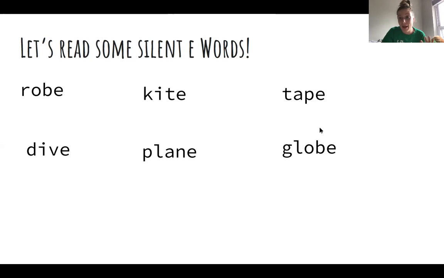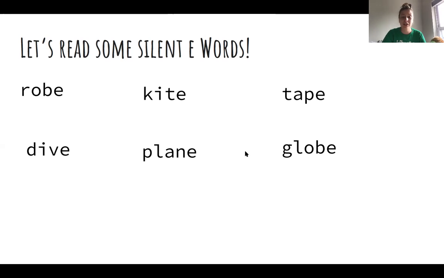All right, a big map basically. So these silent E words, I'm going to link a couple of videos below for practicing them. They're super important to remember because there are a lot of silent E words that we need to know how to read. So some people call them silent E, some people call them magic E or sneaky E. They all mean basically the same thing.